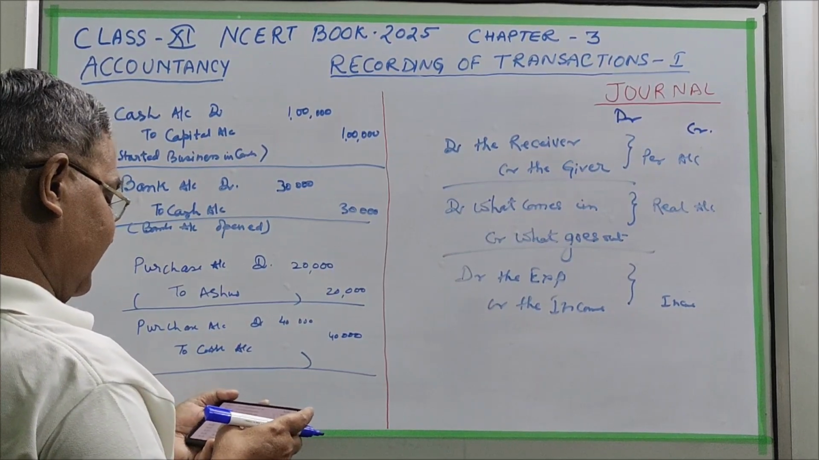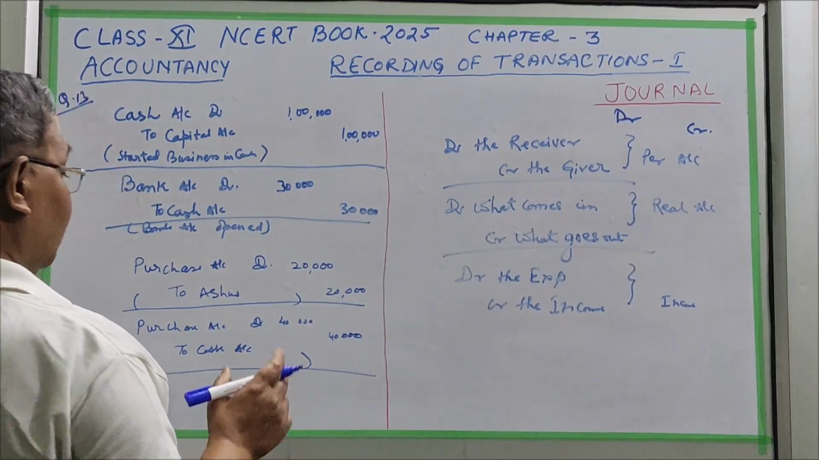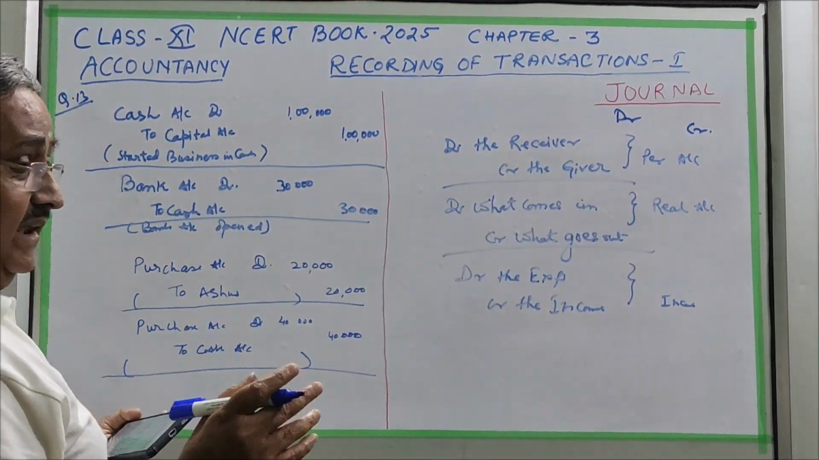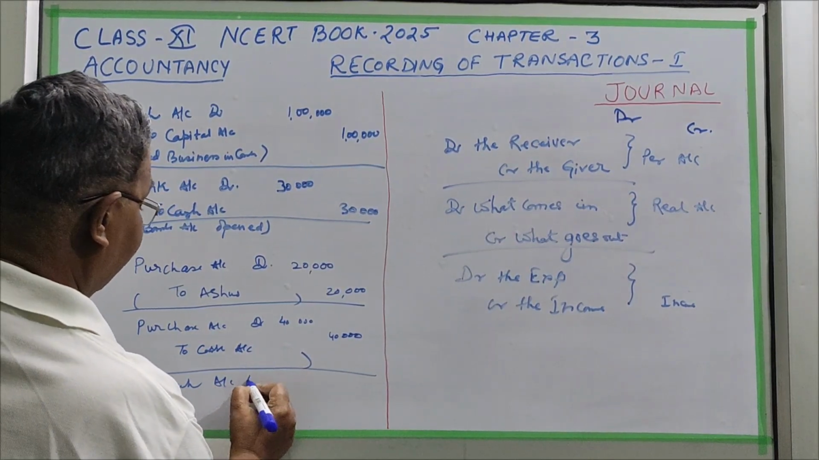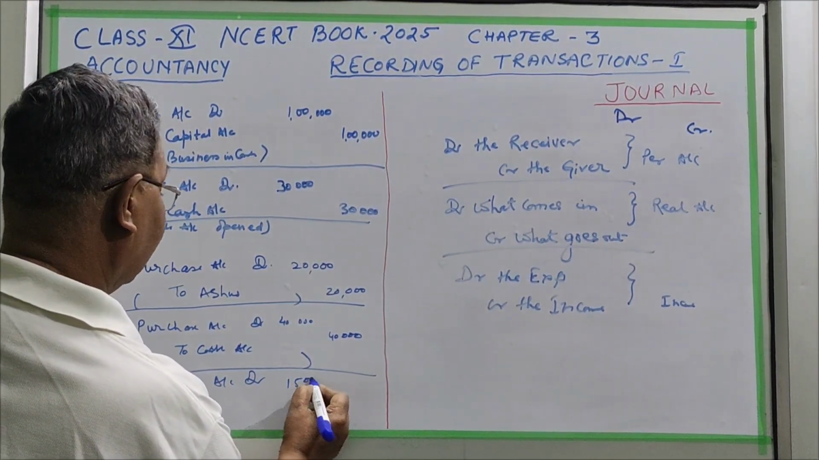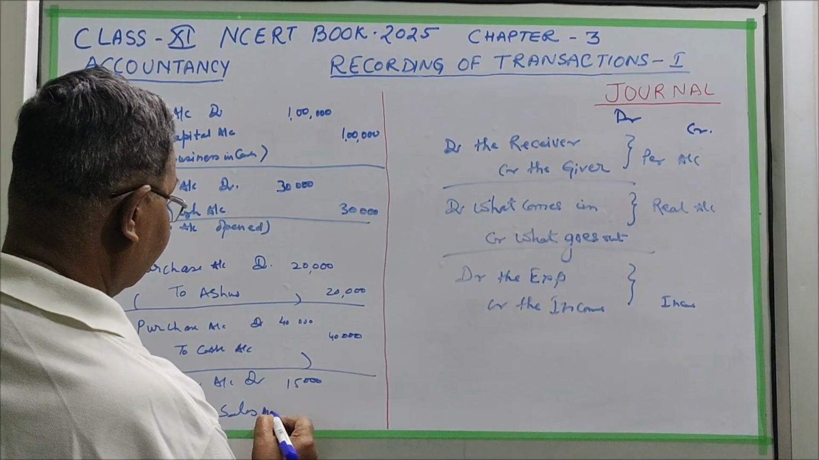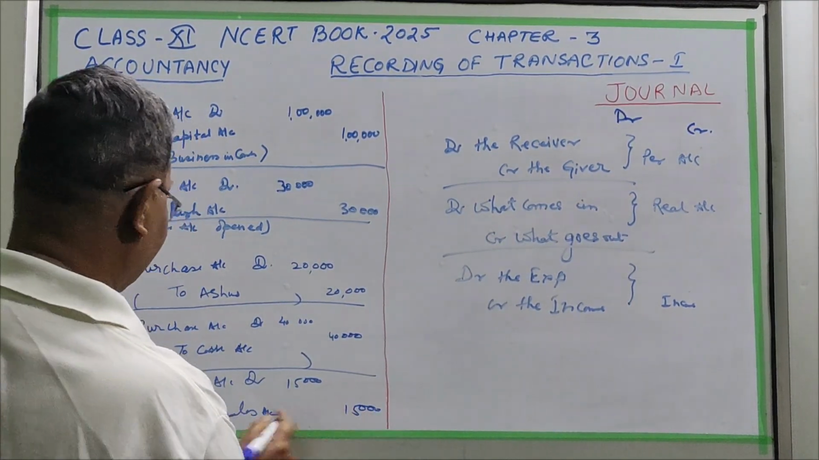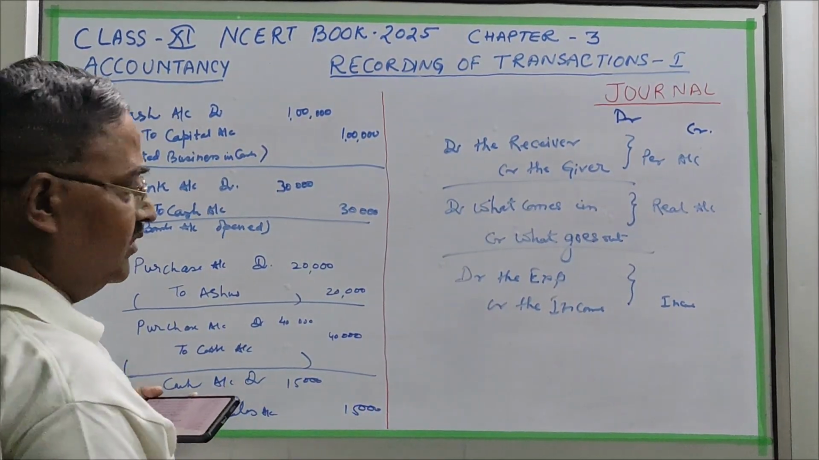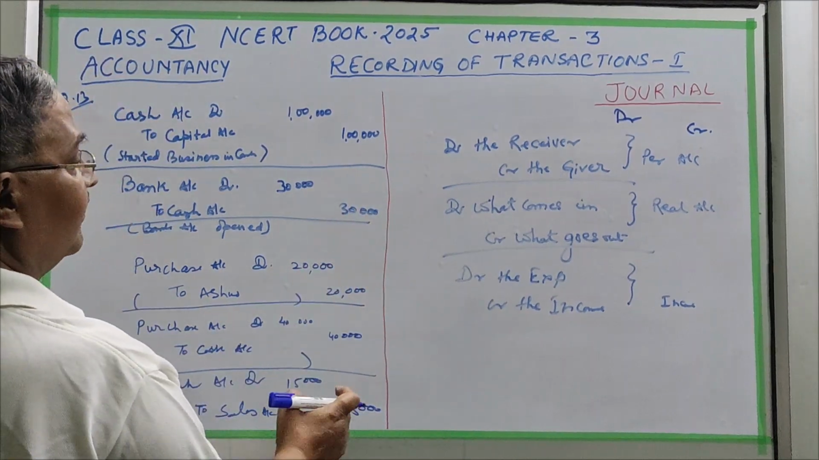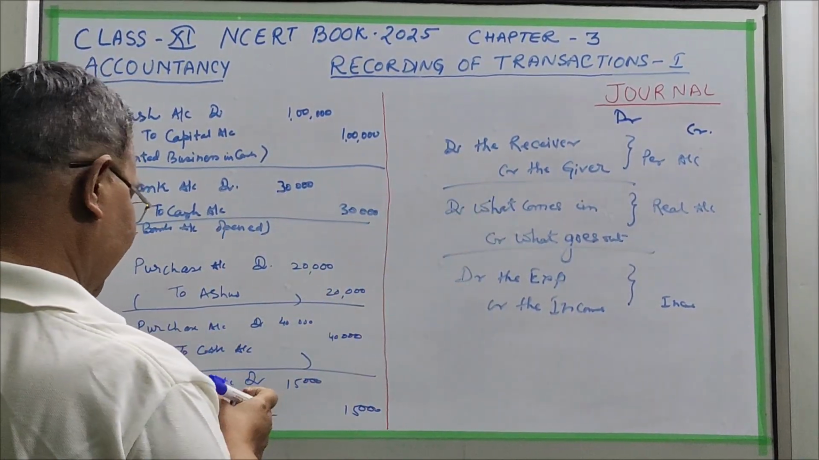Then another entry is there, sold goods to Rahul for cash 15,000. It is for cash. It means cash has come, so cash account debit 15,000, and to sales account 15,000. Or you can write goods account also, instead of purchase and sale. So in this way we will write the narration and make the journal. Now I will come to the next entries.